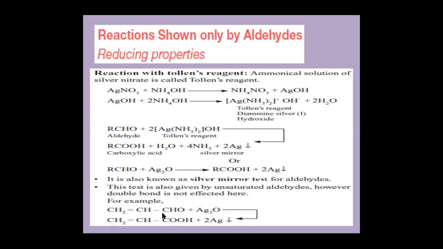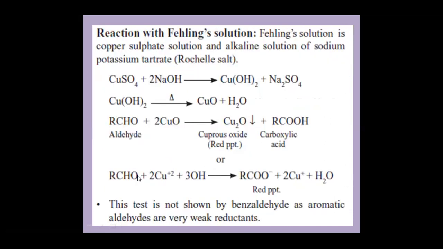So if you take an example, this is an unsaturated aldehyde. When it is treated with Tollens reagent, it gives an unsaturated carboxylic acid. There is no effect on this carbon-carbon double bond. Reaction with Fehling's solution. Whenever an aldehyde is treated with Fehling's solution, it gives a red precipitate. Fehling's solution is a mixture of copper sulfate solution and an alkaline solution of sodium potassium tartrate. And remember that aromatic aldehydes such as benzaldehyde do not answer this test.